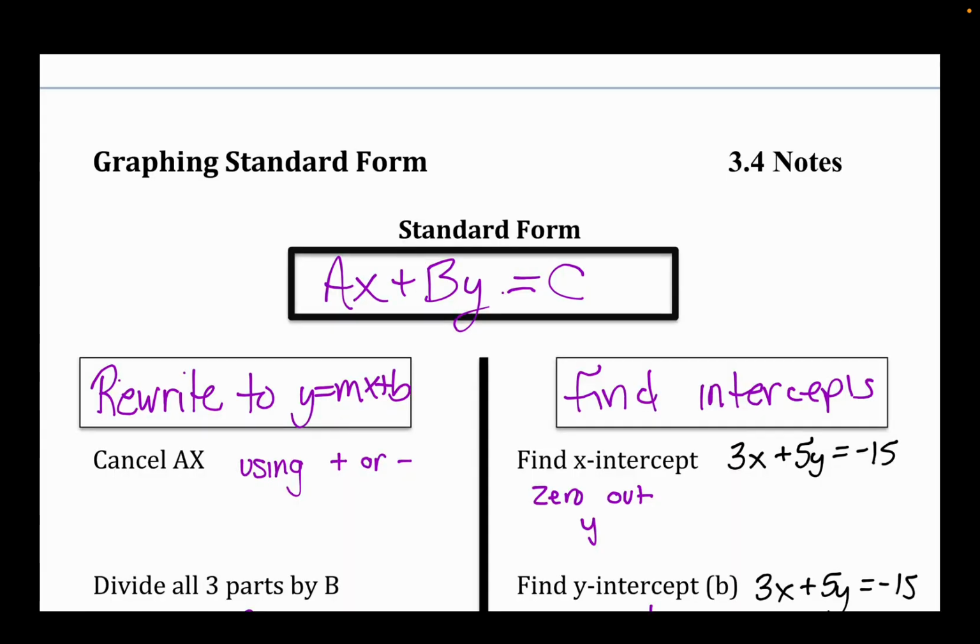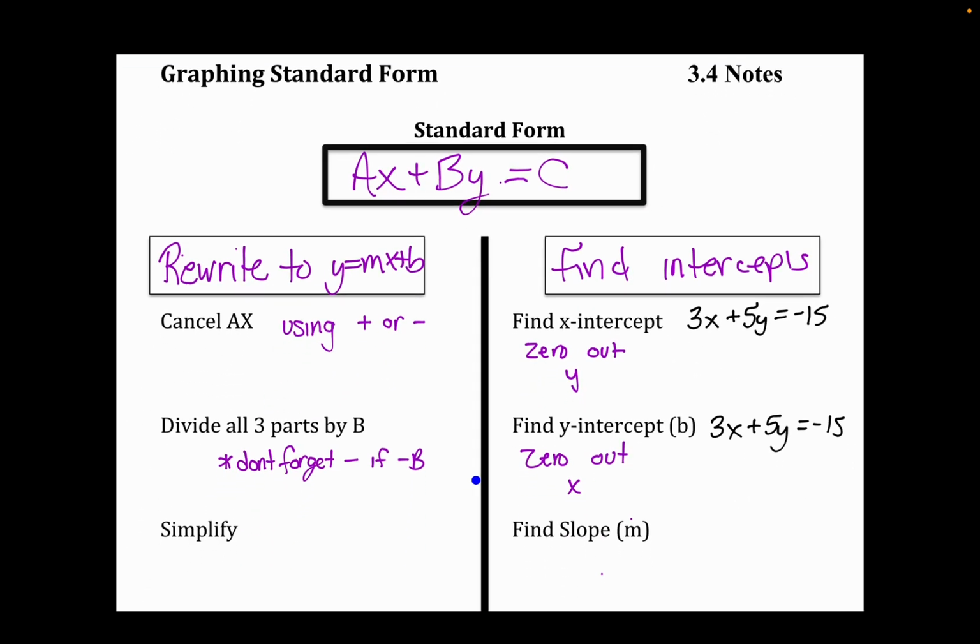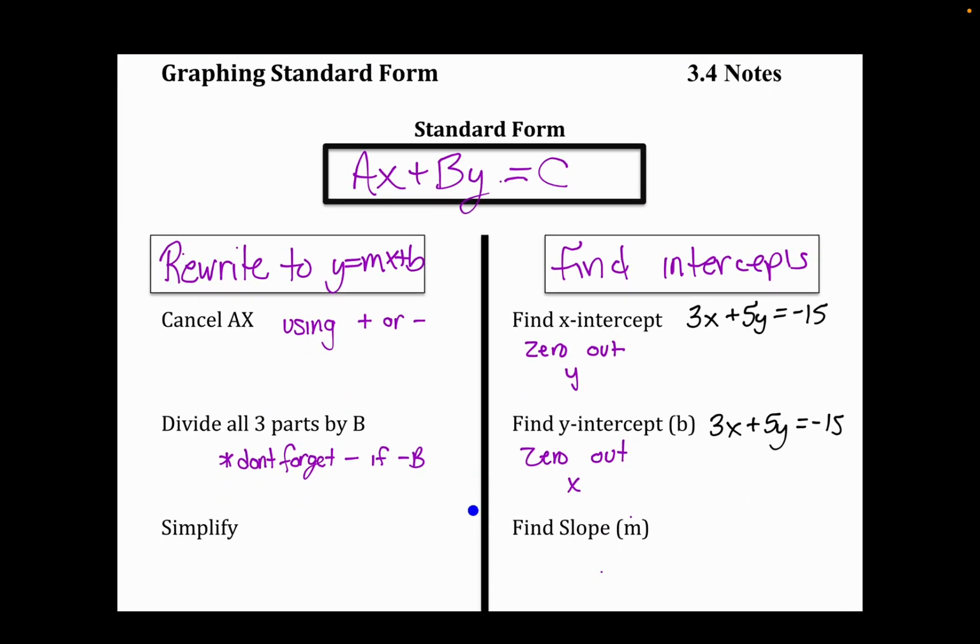Hey guys, we're here with the notes for 3.4. Today we're going to be graphing equations that are in standard form. So if you would, go ahead and pause the screen, copy what you see, and then we'll get started.